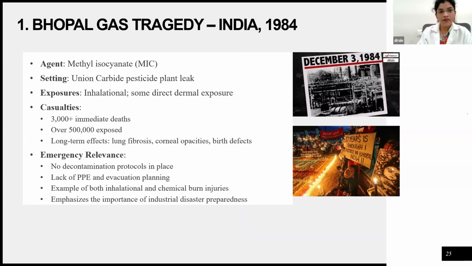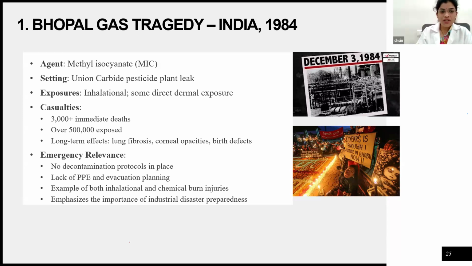The agent here was methyl isocyanate, and it happened in the setting of a Union Carbide pesticide plant leak. The exposures were mainly inhalational and some direct dermal exposure. There were 3,000-plus immediate deaths and over 5 lakh were exposed. The long-term effects seen secondary to this gas tragedy were lung fibrosis, corneal opacities, and birth defects.